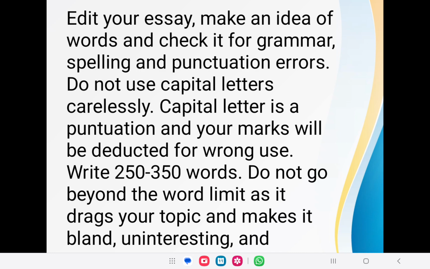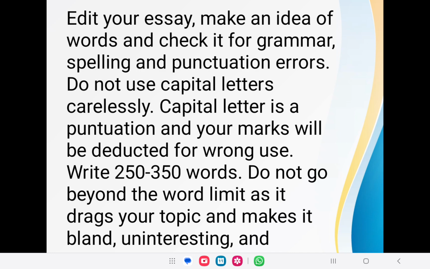Do not use capital letters carelessly. There is one more thing that students do: when they are writing, they write capital letters to beautify their writing. A capital letter is a kind of punctuation. If you write it carelessly, your marks will be deducted. So do not use capital letters carelessly. Capital letters are punctuation and your marks will be deducted for wrong use.